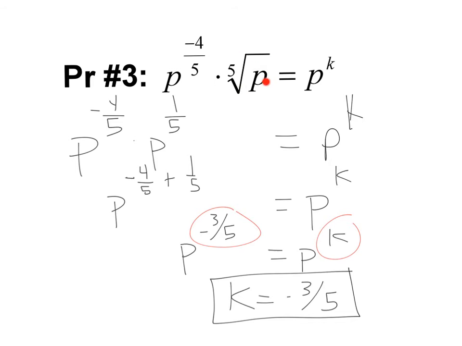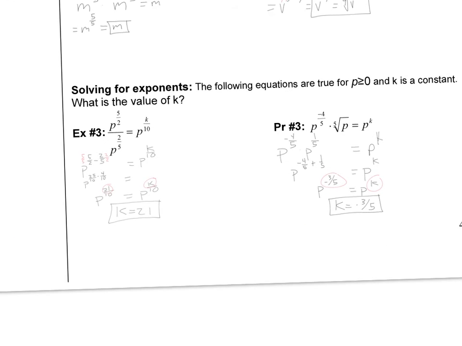Alright, so we're going to rewrite this one as an exponent. That gives us p to the 1/5. That means we have the same base with different exponents, so we could just add the exponents. They add nicely to negative 3/5, and so we see that the k must be equal to negative 3/5. Very good. Let's go to the next page.